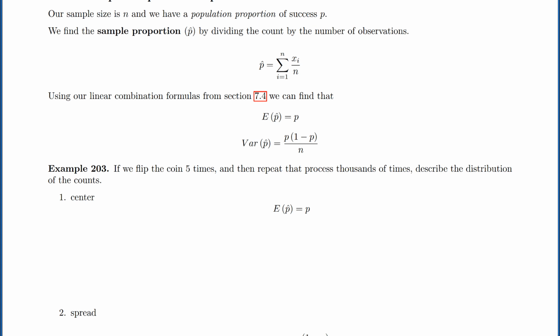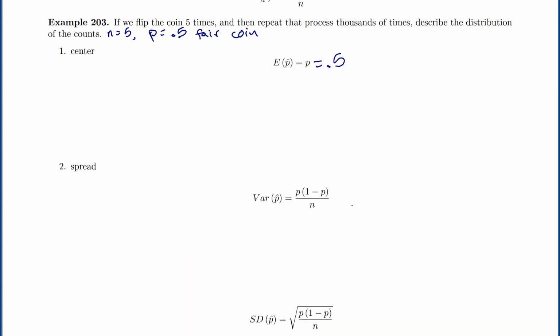Okay, so first, the center, the expected value of p hat is supposed to be equal to p. Well, let's see. If we flip the coin 5 times, then my sample size is 5, and my population proportion should be 0.5 because it's a fair coin, we are assuming. So the expected value of all the possible sample proportions should be equal to my population proportion of 0.5. And to describe my spread, my variance of all the possible sample proportions should be equal to my population proportion of 0.5 times 1 minus 0.5 divided by n, which was unfortunately 5. That's a lot of 5s.